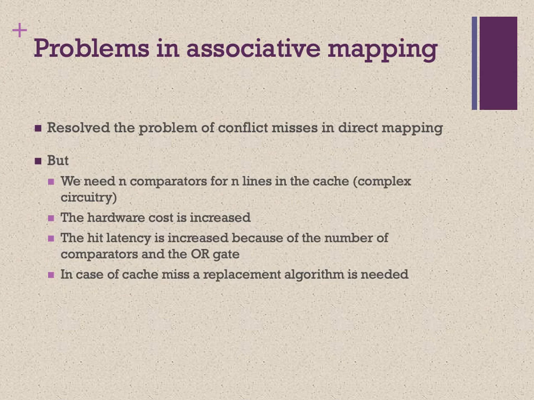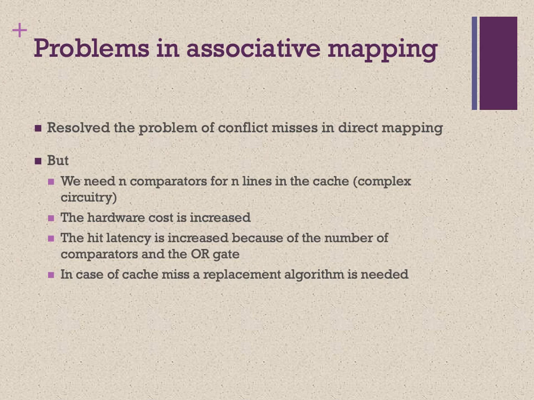Now, the problem with associative mapping is that we resolve the problem of conflict misses in direct mapping, but we need n comparators. If we have 4 comparators, we need to compare 4 times. For 4-bit, we need to compare 4 times. For 6-bit, we need to compare 6 times. And for 32 bits, we need to compare 32. So the hardware cost is increased.